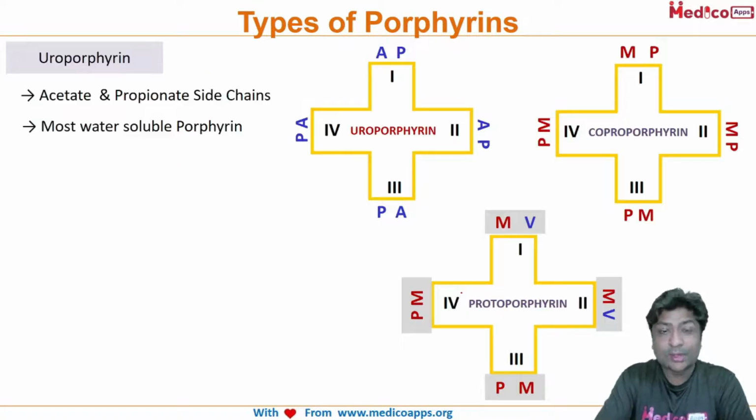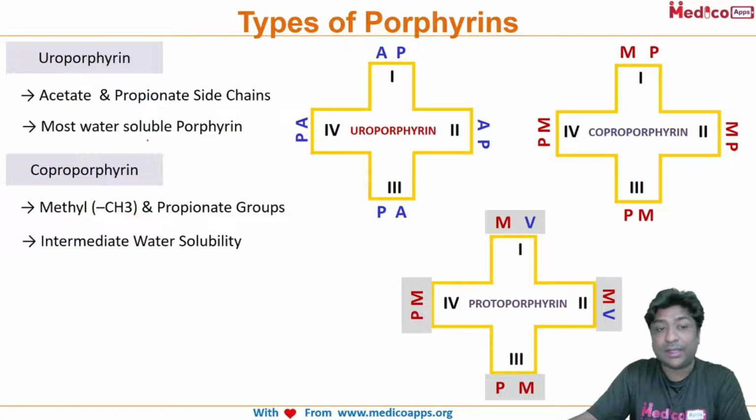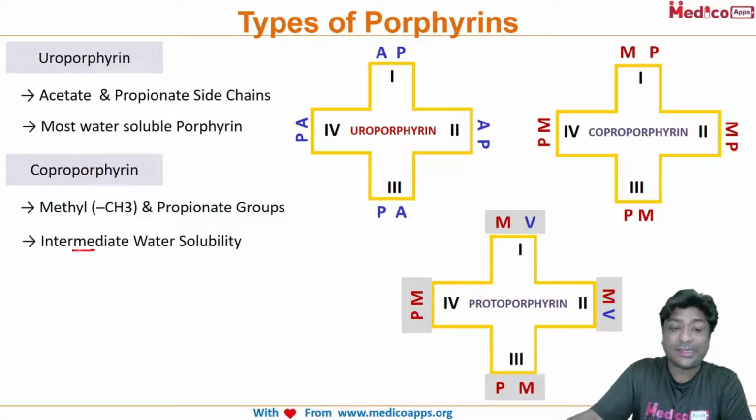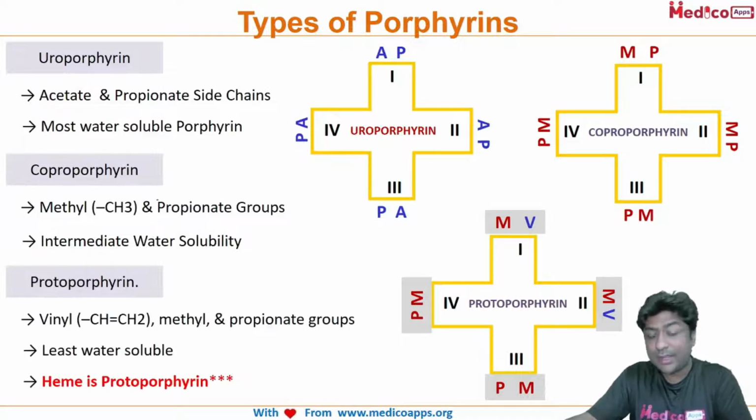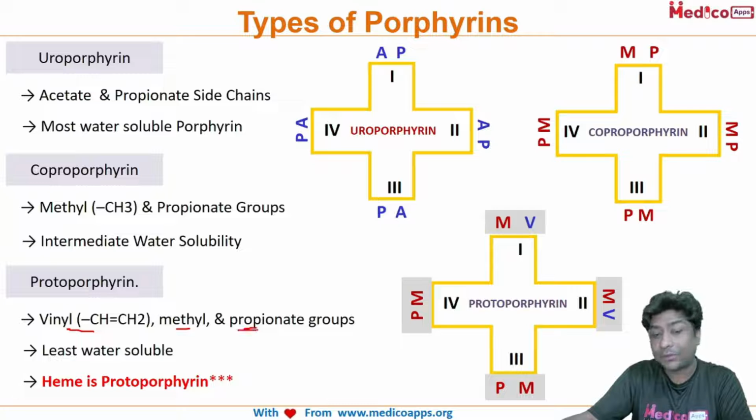So let's look at some important characteristic features. The first one, if you see uroporphyrin, the word itself says uro, so it is one of the most water soluble porphyrins, and acetate and propionate are the side chains. If we talk about coproporphyrin, it has intermediate water solubility, and this acetate is converted into methyl and propionate remains the same. And last, protoporphyrin basically has a vinyl group, methyl group, and propionate group. This is one of the least water soluble porphyrins.